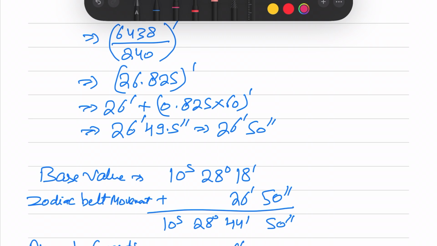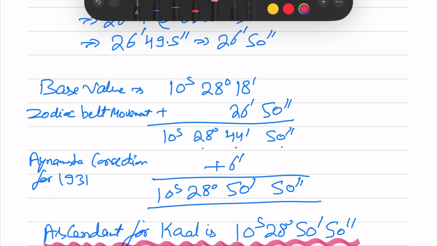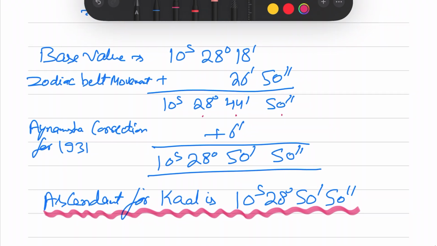Now this is the zodiac belt movement, so we have to add it to the base value. Adding it to the base value, we get 10 sign 28 degree, 44 arc minute, and 50 arc second. The Ayanamsha correction for 1931 is 6 arc minute, so I add it to the calculated value. So we get 10 sign 28 degree, 50 arc minute, and 50 arc second. So this is the ascendant for Kaal, or the position for Kaal. This is how we calculate the position for these Upagrahas. Thank you.